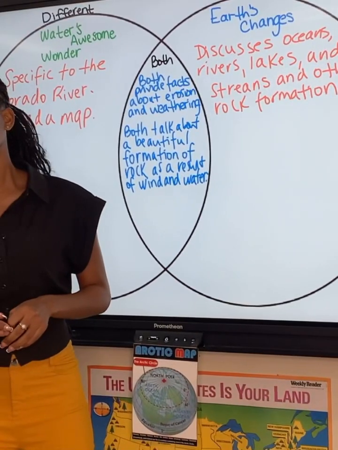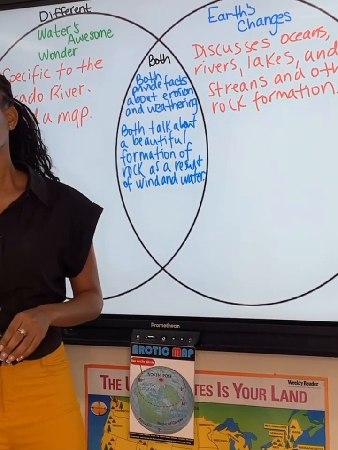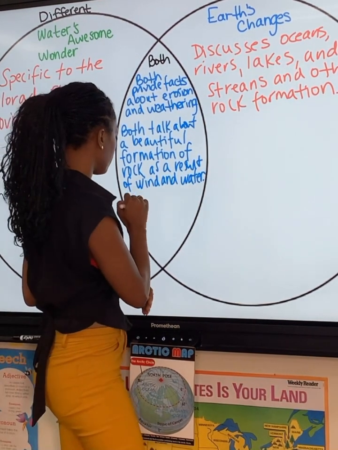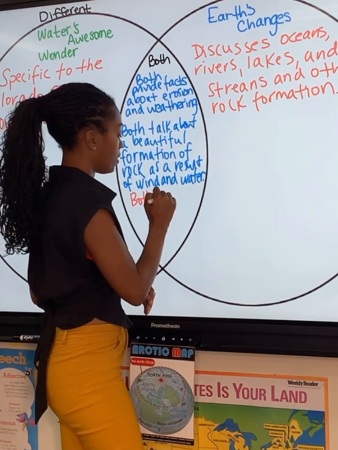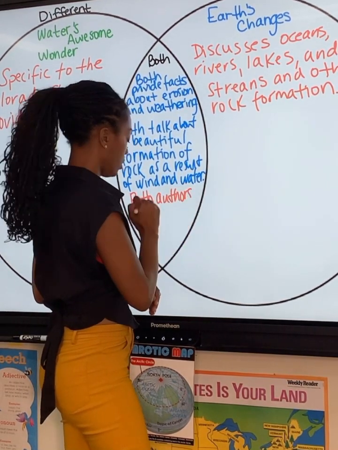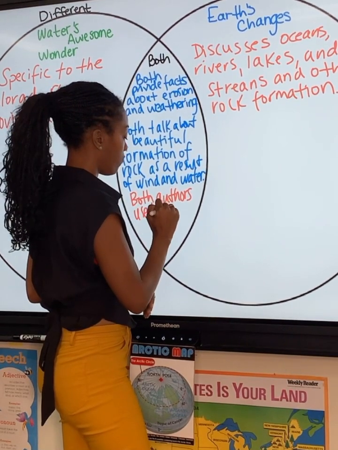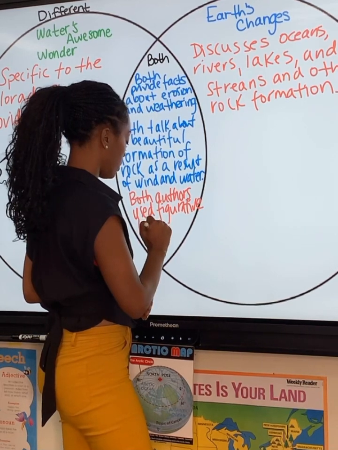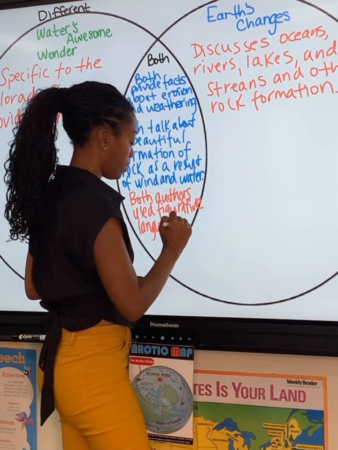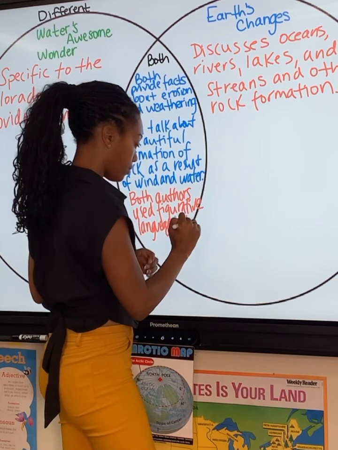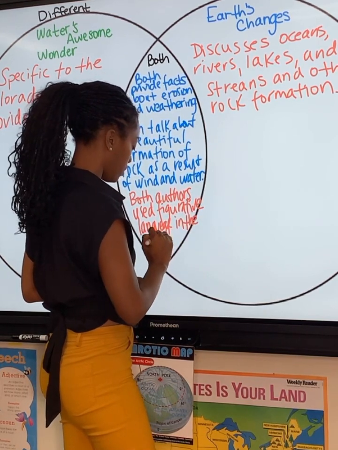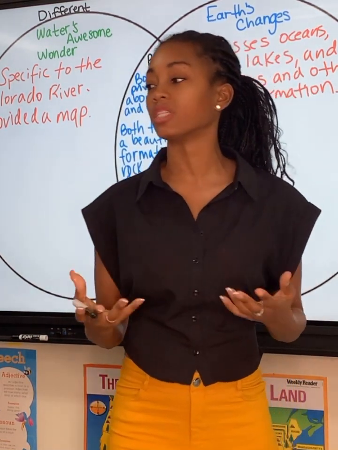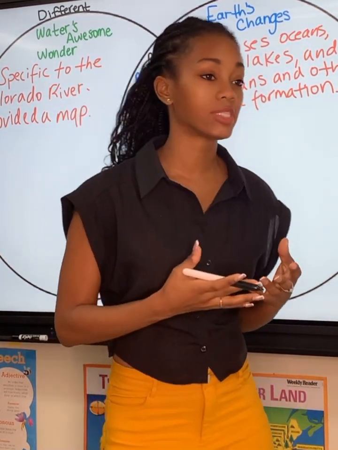Good. Water's Awesome Wonder has figurative language in it, and Earth Changes has figurative language in the beginning. So both authors used figurative language in the text. One is talking about the mighty forces of nature. The other one is talking about the powerful forces of nature.